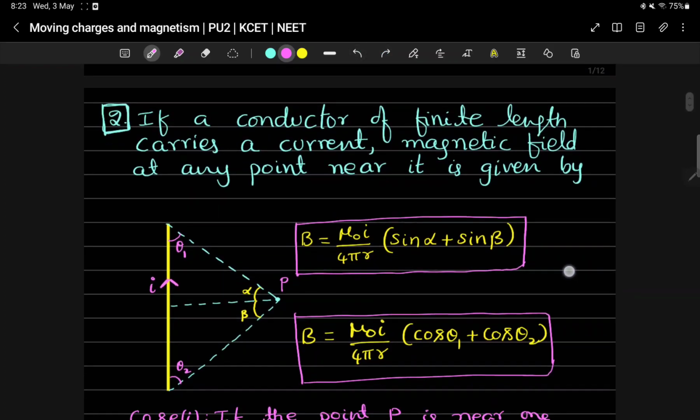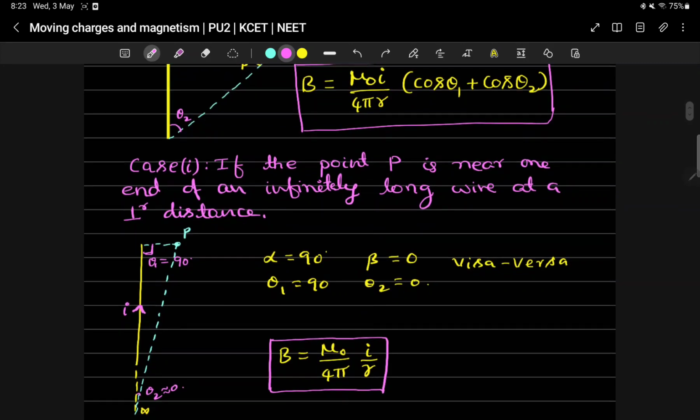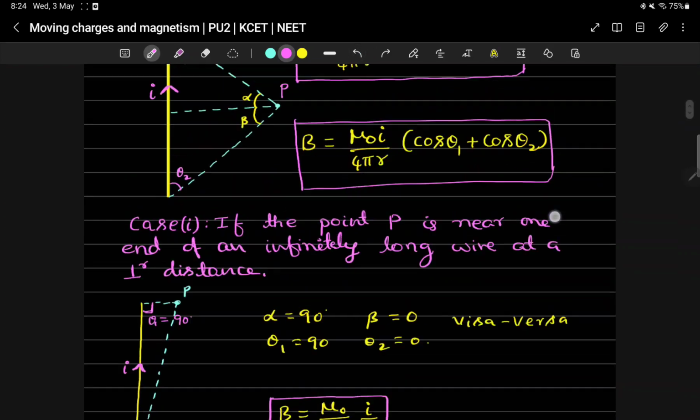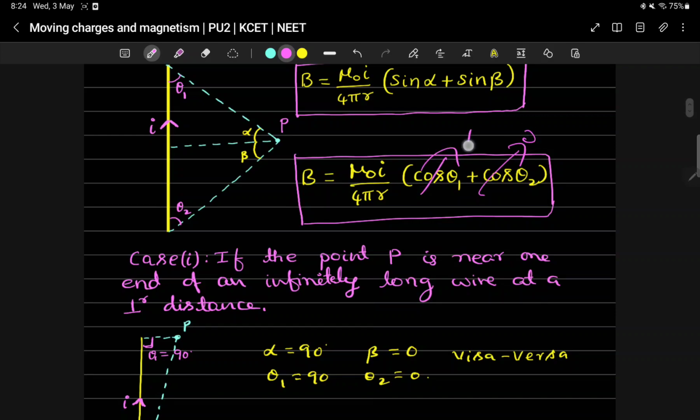Next, the same case if you consider the point at any one end of this infinite wire. Here one angle, alpha or theta 1, will become 90 degrees and the other angle will become 0. If this becomes 90, the other becomes 0. Same thing happens here also. So one angle becomes 90 degrees and the other angle becomes 0. So this will go off, one will become 0 and another will become 1.